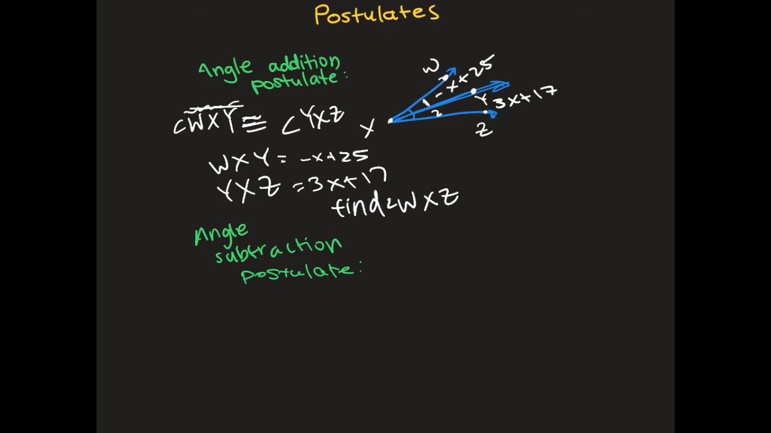It's giving us that WXY is congruent to YXZ. Since we know that, all we have to do is set angle 1 and angle 2 equal to each other, because angle 1 is congruent to angle 2. So minus X plus 25 is equal to 3X plus 17. All you need to do after this is solve for X, and then substitute it in to solve for WXZ. I'll let you do that on your own.